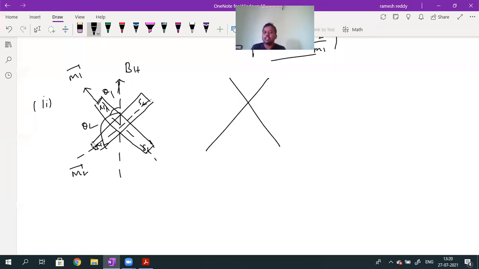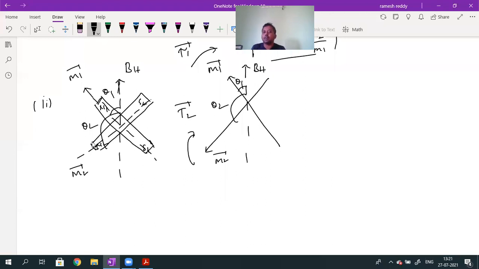Same diagram I will show here. This time, this is the north pole. For one bar magnet the magnetic moment is M1 bar, for the second bar magnet it is M2 bar. And what is the horizontal component of the earth's magnetic field? It is BH. The first one makes an angle theta1, the second one makes an angle theta2. The first will experience a torque tau1 bar. In which direction? The north pole will experience a force in the direction of BH. The second one also will experience a torque tau2 bar.